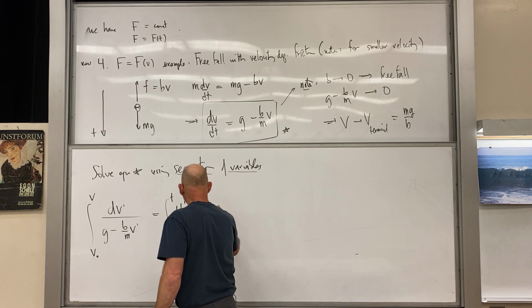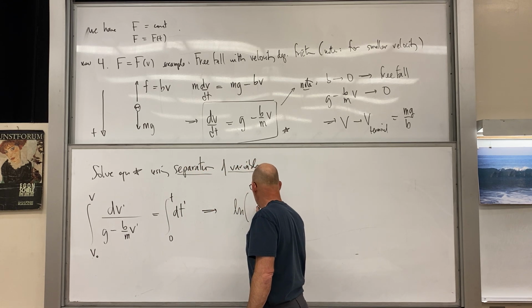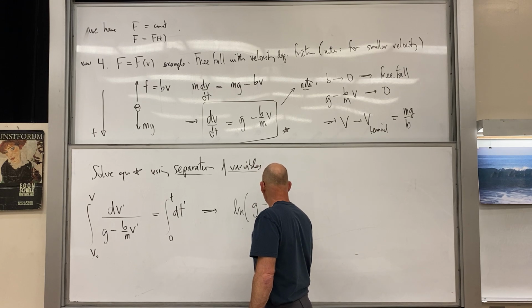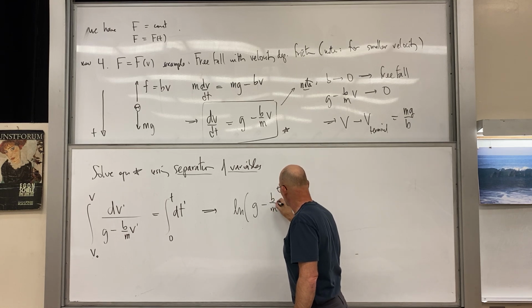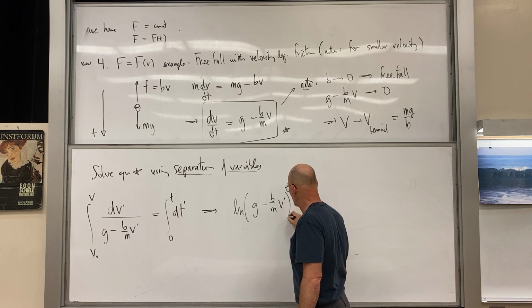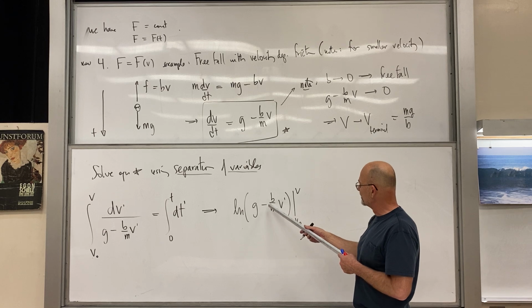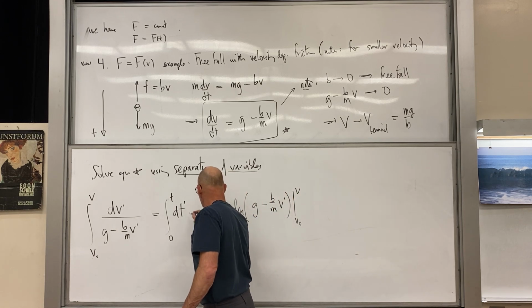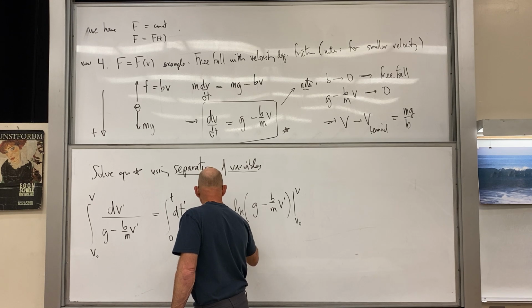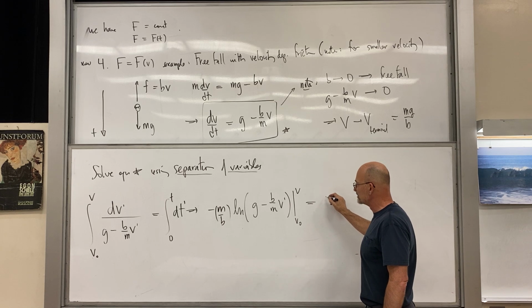Now, what do we get on the left side? We're looking at a natural log. So I'm going to write natural log of g minus b over m v, from v0 to v. And if we took the derivative, we'd have negative b over m, so we'll go ahead and put in front here negative m divided by b. And on the right side we have t. Okay.